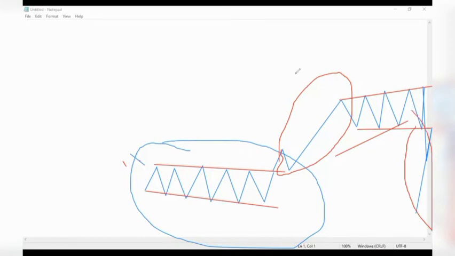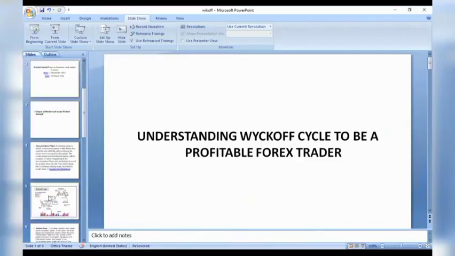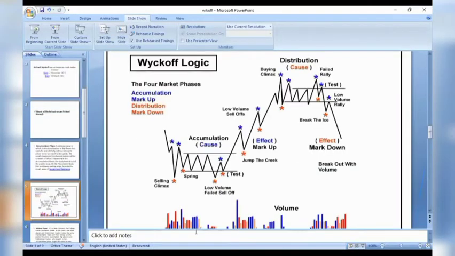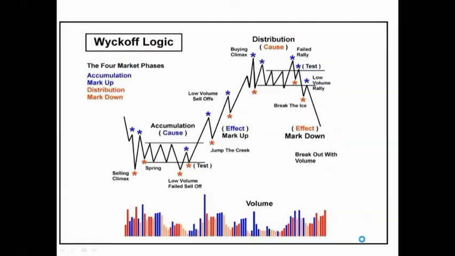So that's just basically an insight for you to understand how the Wyckoff cycle works before we finally get into the chart. What I just explained gives you a clearer pictorial form like this.